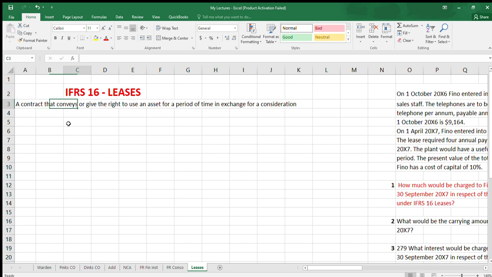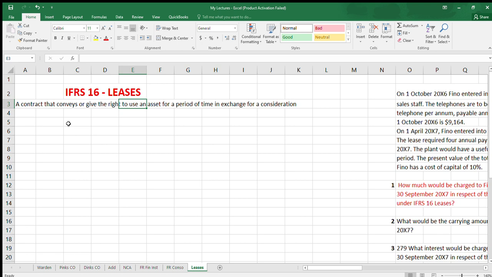So first keyword, the right to use an asset. Second keyword, for a period of time. And the third keyword, consideration. So if there is no right to use an asset, then a lease agreement or lease contract does not exist. Two, for a period of time. And three, consideration, normally money.